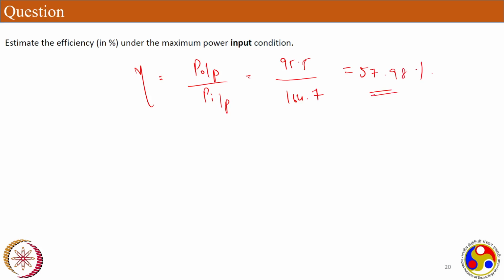What is the reason for this very low efficiency? Can you tell? Can anyone tell me? What could be the reason?